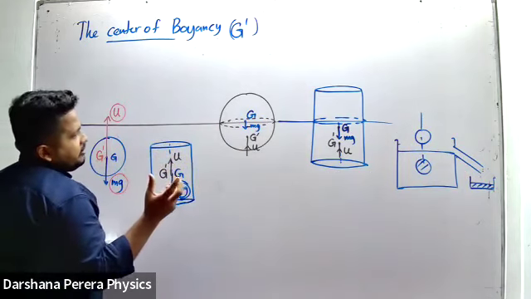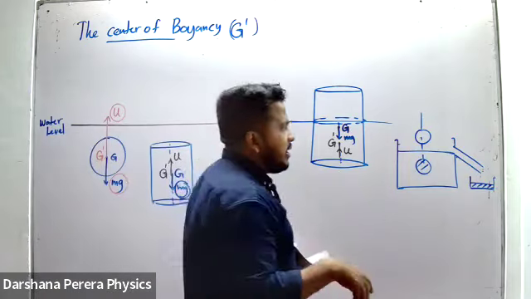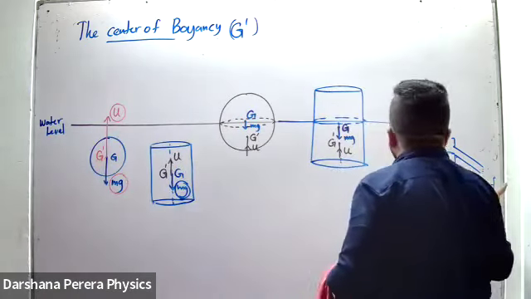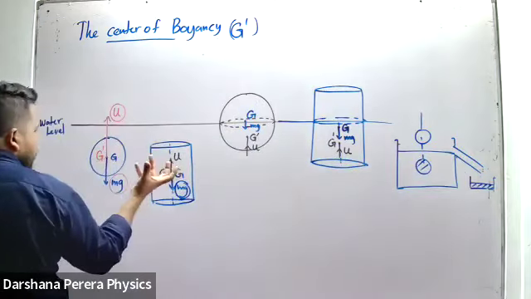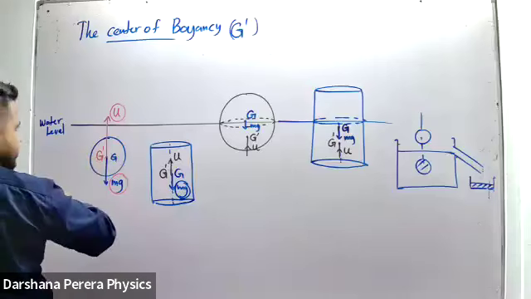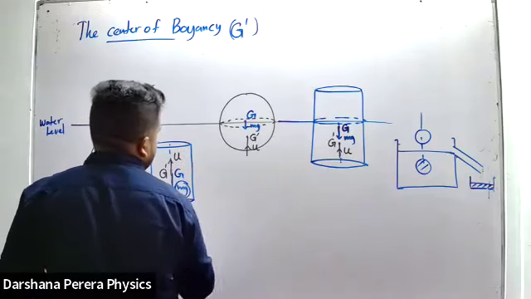Therefore, we can say the center of gravity of this volume. This volume means the spherical volume. That also has a center of gravity at the center, right?